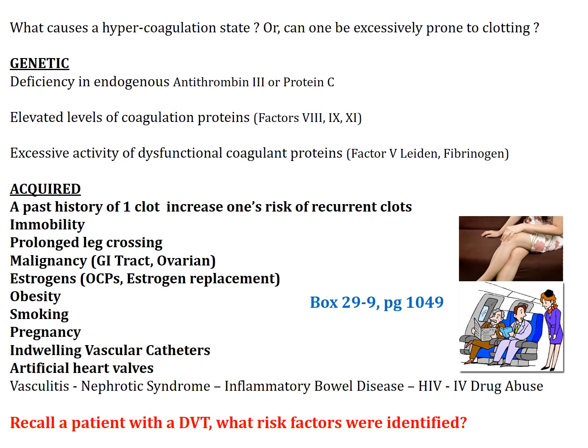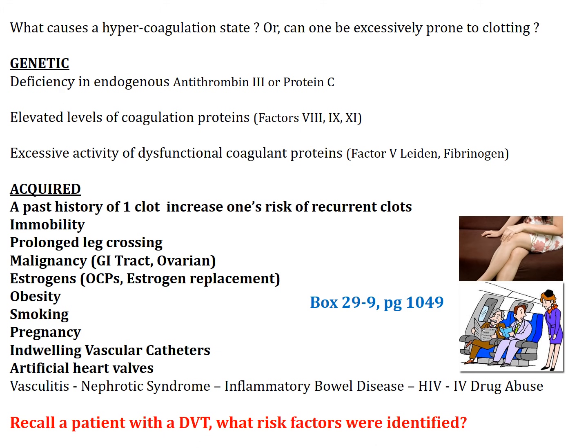What's the hormonal thing about pregnancy that increases the risk? What hormone is shooting up and going through the roof during pregnancy? Estrogen, right? Yeah, estrogens. Estrogen increases the risk of thrombosis. Indwelling catheters, artificial heart valves, some other disorders there.